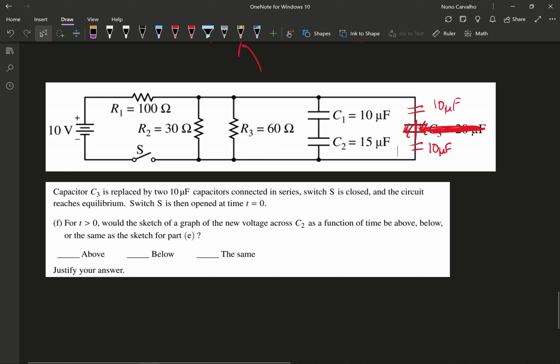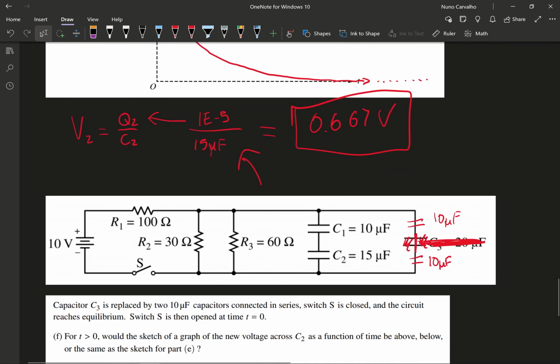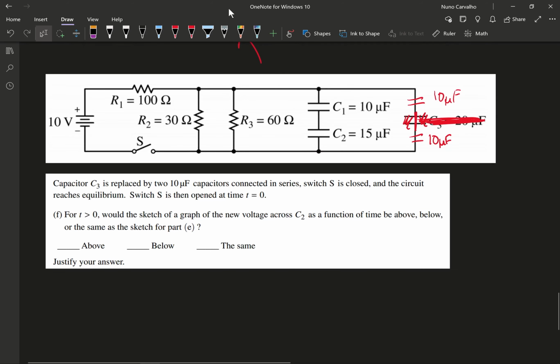So then part F asks us, for t greater than 0, would the sketch of the graph of the new voltage across C2 as a function of time be above, below, or the same as the sketch for part E? And so this is what we drew for part E. Would it change by changing the capacitors there? No, it would not, and let me explain why.